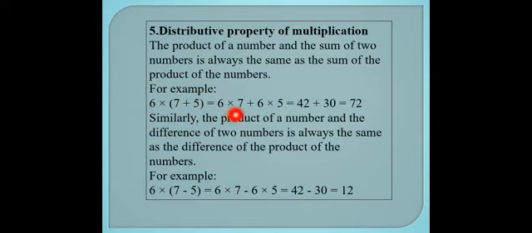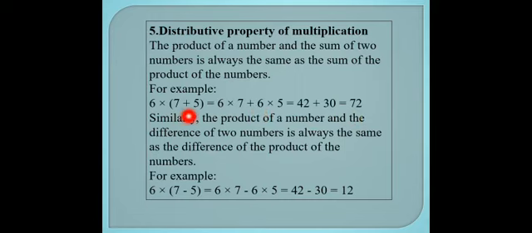The answer for 6 into 7 plus the answer for 6 into 5 will be added. So 6 sevens are 42 plus 6 fives are 30. Your final answer is 72. So this is called the distributive property.